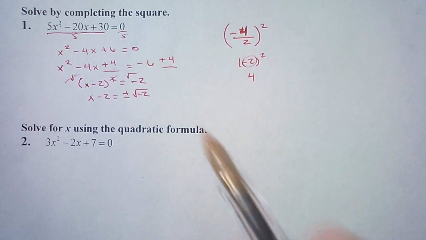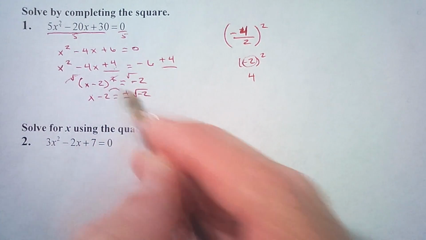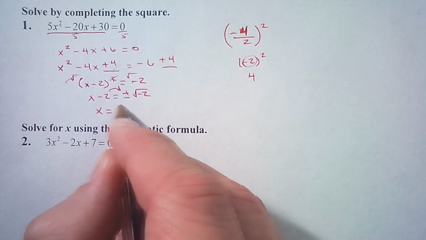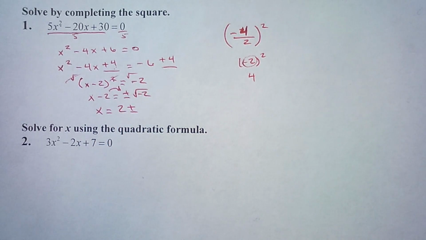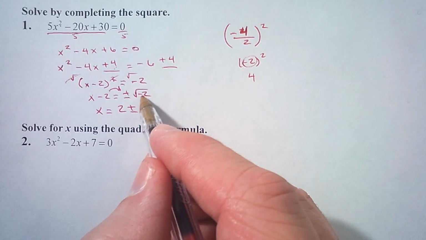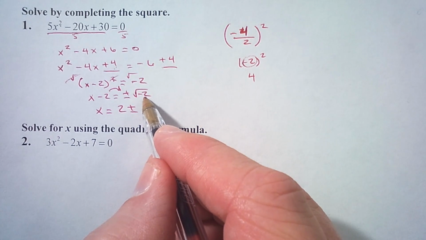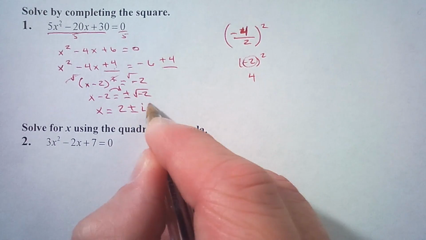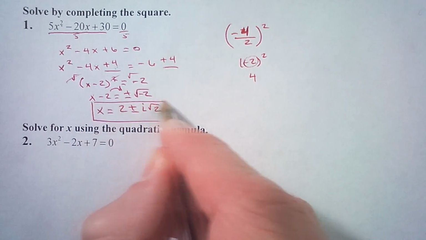Okay, so we're going to move this minus 2 over to the other side. So we have x equals positive 2 plus or minus. And then we can simplify this square root of negative 2. The square root of negative 1 is i. So we have i times the square root of 2.